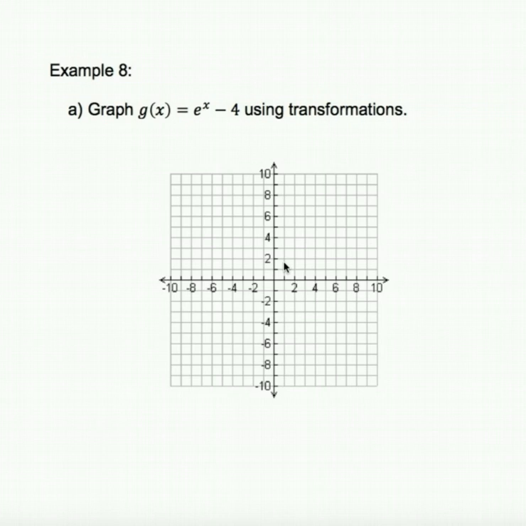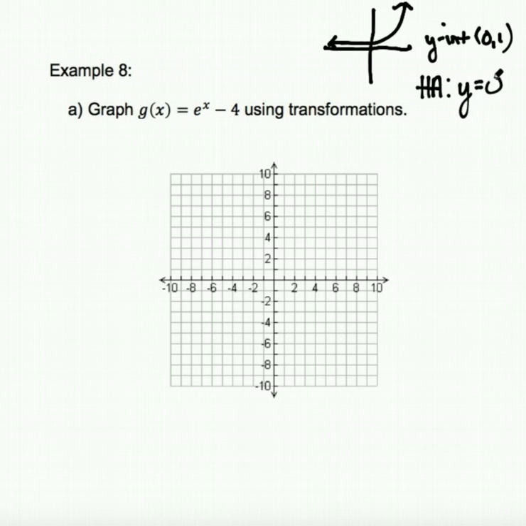Example 8. Graph g of x equals e to the x minus 4 using transformations. So I know that normally an e to the x function, which is just an exponential growth function, would look something like this. It's exponential growth, and the y-intercept is normally 1. So the y-intercept is 1. And I know that the horizontal asymptote is y equals 0.